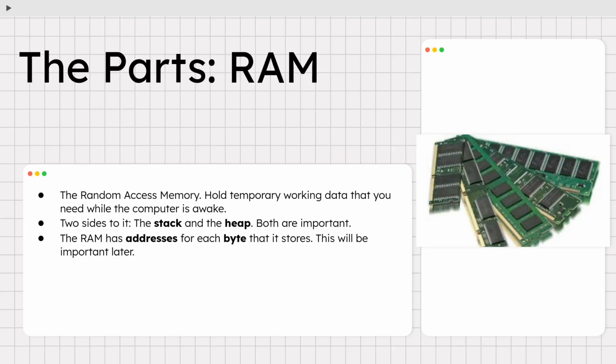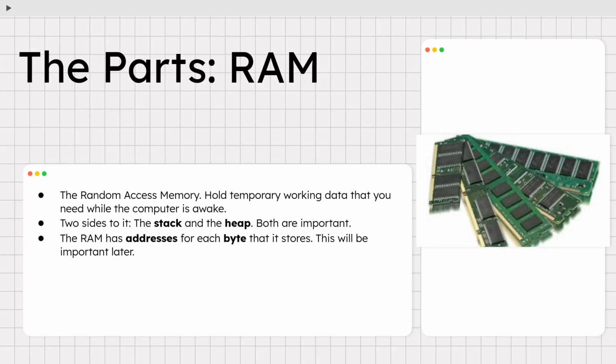Welcome to the random access memory. As you know, there's a wonderful Daft Punk album of the same name. It holds all of our temporary working data that you need while the computer is awake. And at the time I've written this, there's a shortage of hard disks and RAM. And so there's a lot of discussion in the tech industry of how is this going to impact us, which is why I think C is such a great language and why we're going to be using it.